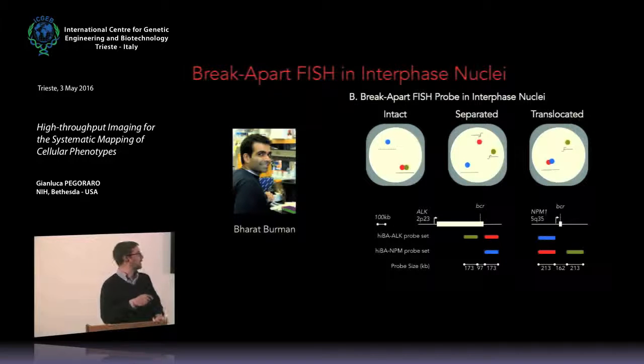So to test this hypothesis, Bharat decided to choose a model system of anaplastic large cell lymphoma. In this kind of tumor, one of the recurrent causes is a translocation between the ALK gene and the NPM1 gene. So what Bharat did was to design two complementary FISH probe sets that labeled either the ALK gene or the NPM1 gene with green and red probes, and then use matching far red probes, indicated here in blue, to look for translocations.